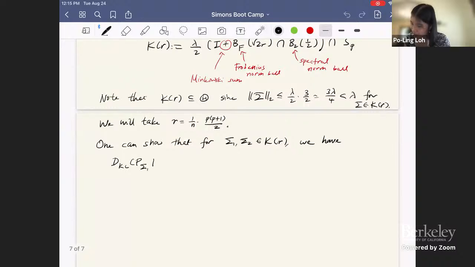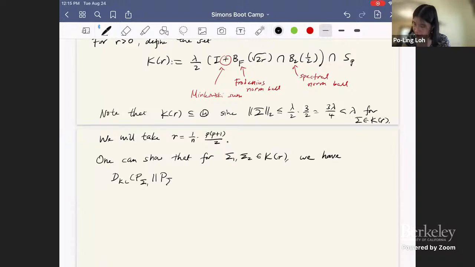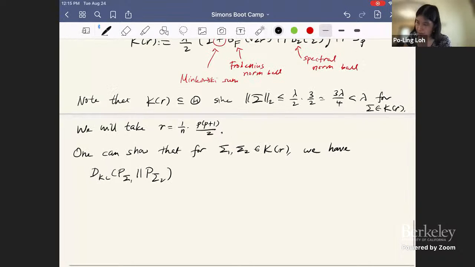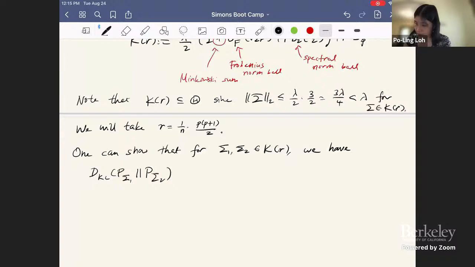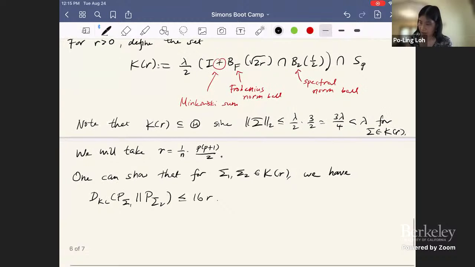Okay, we're back. So one can show that for sigma 1, sigma 2 in K of r, we have pairwise KL divergences bounded. This is less than or equal to 16r. I guess this comes from the fact that the Frobenius norm and the L2 norm of the matrices are bounded appropriately. I'm not going to prove this, but this gives us the upper bound on pairwise KL divergences.